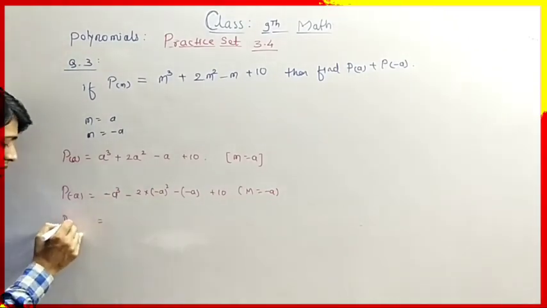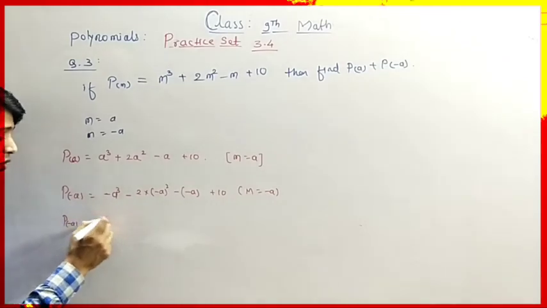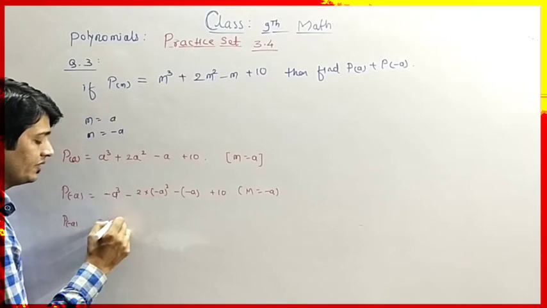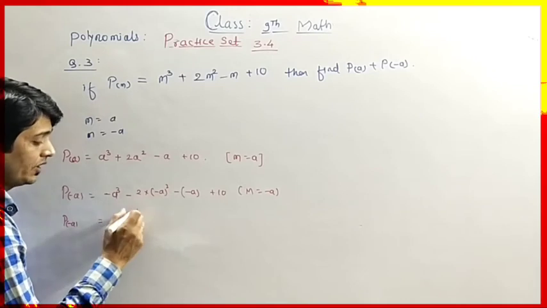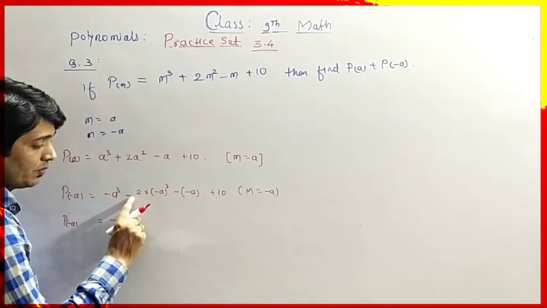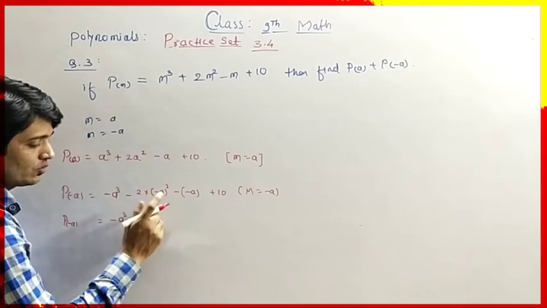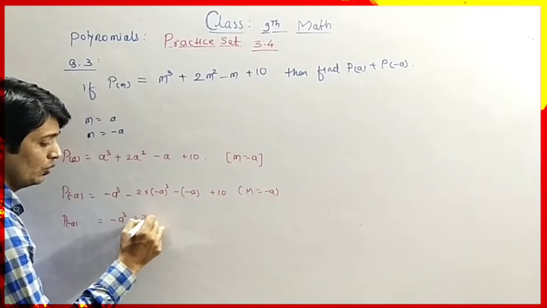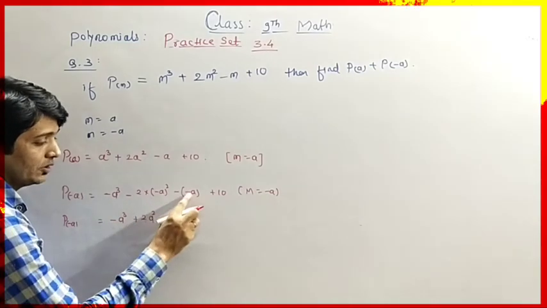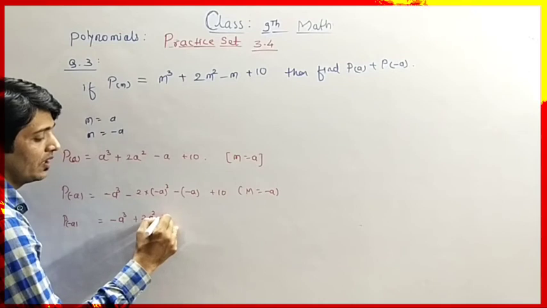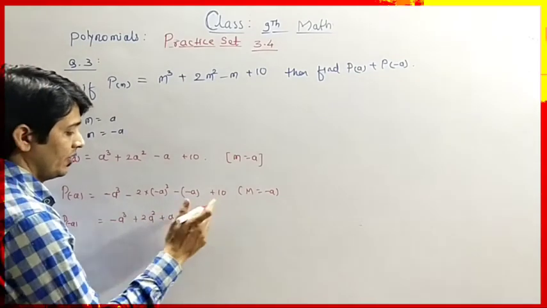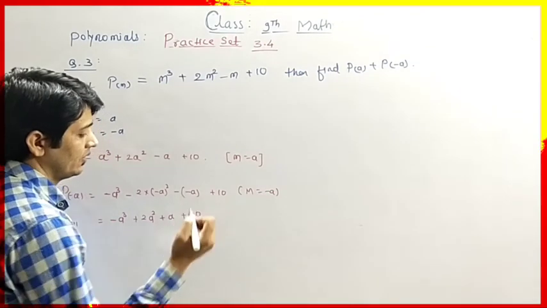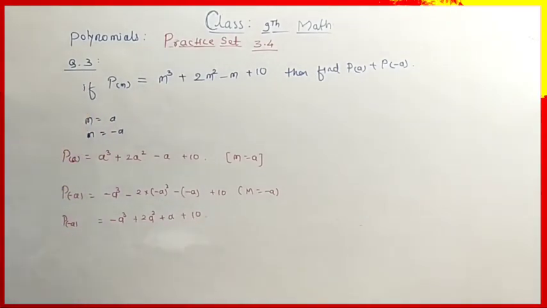So P(-a) equals, see, minus a cube will remain as it is, minus a cube. See, minus 2 we have, so minus into minus a square is plus 2a square, minus into minus is plus, so it will become plus a plus 10. Okay, so this is our second part.